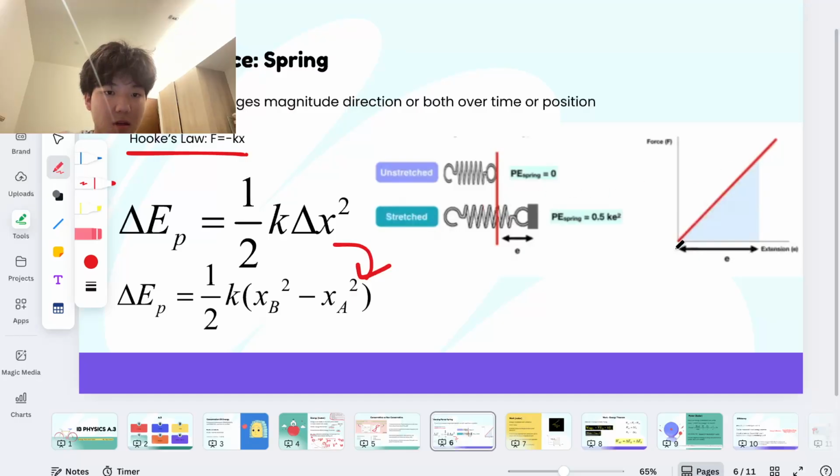And this would be what a graph looks like. As extension increases, the force increases as well. And also there's a point at which you pull too much and the spring deforms. It looks something like this, and this point is called the elastic limit, and after the elastic limit is reached, the spring is deformed.